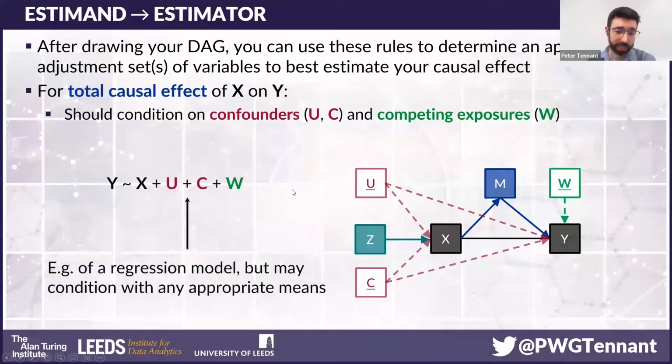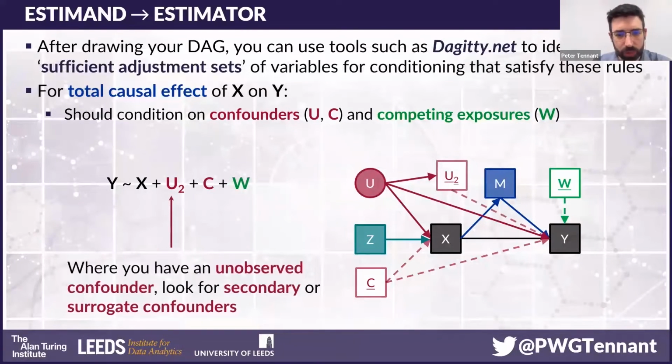We can then move to an estimator. There are a million different estimators that you can use. I show here an example of an extremely simple additive regression model, because most of you will be familiar with regression models, but obviously you can use whatever approach you believe is most appropriate for actually conditioning. So you can see here my regression model. I have regressed my outcome on the exposure plus the two confounders and the competing exposure in order to condition on those. In practice, of course, I'm going to have unobserved confounders like U.